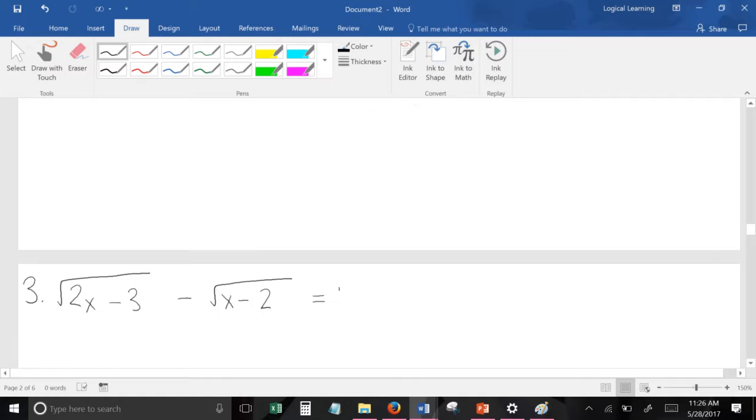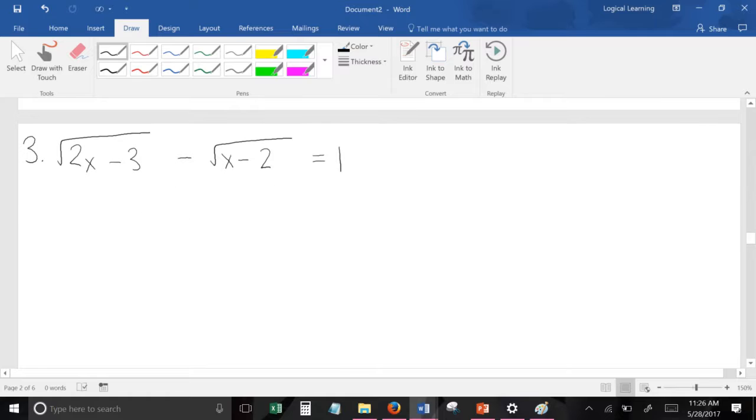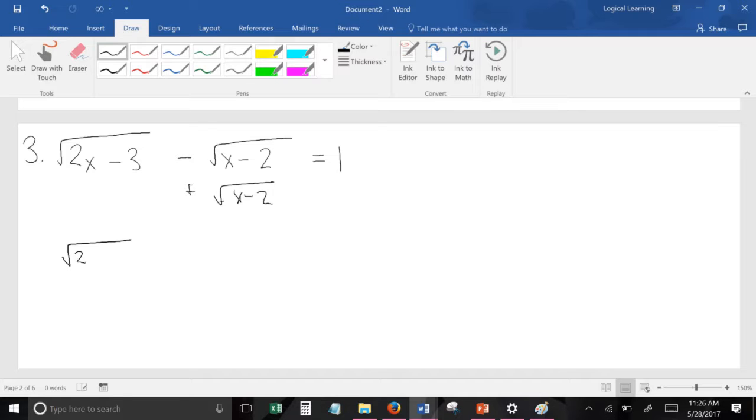It's going to get a little bit more difficult now. So what happens when we have two radicals? Well, what we want to do is we just want to have one radical on one side, because when we square it, the only way for it to cancel out is if we're just squaring that radical term. So let's add the square root of x minus 2 to both sides. So we're going to get 2x minus 3 is equal to 1 plus the square root of x minus 2. Now we're going to take our step and square both sides.